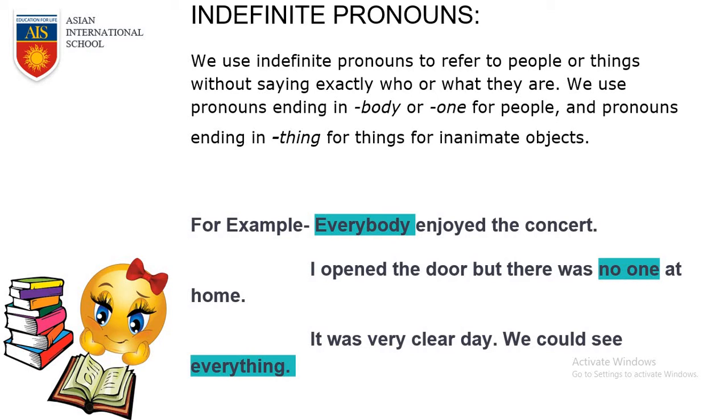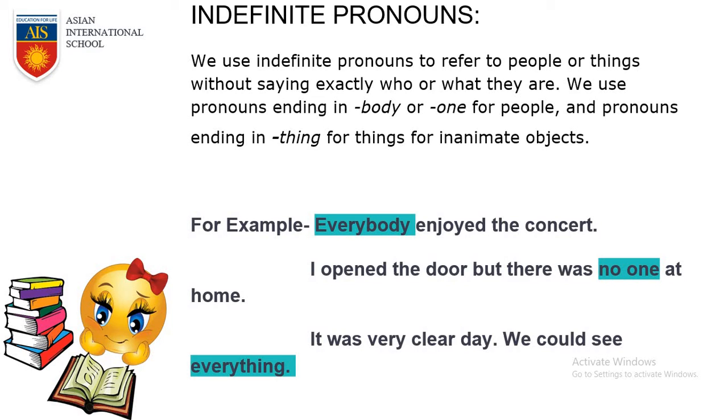Next is indefinite pronoun. We use indefinite pronouns to refer to people or things without saying exactly who or what they are. We use pronouns ending in body or one for people and pronouns ending with thing or things for inanimate objects. So without saying someone's name, without referring to exactly who these people are, we just use these indefinite pronouns to refer to something.